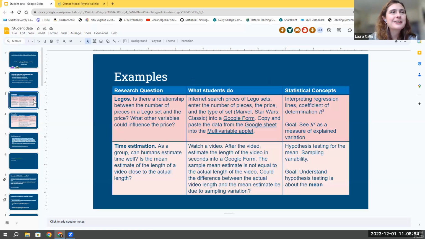So the first one is when we're talking about the coefficient of determination. There's an echo. Can somebody mute themselves? Okay, thank you.